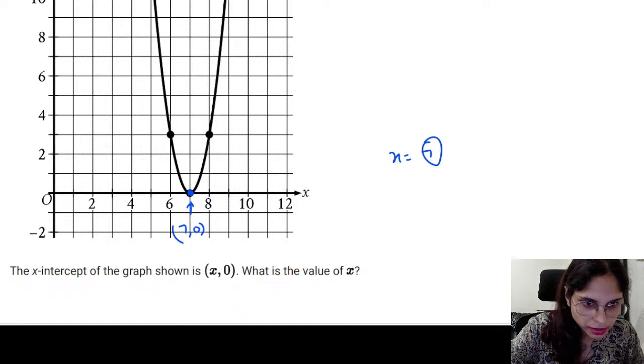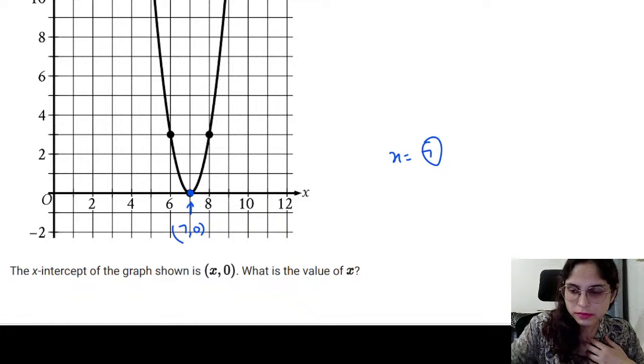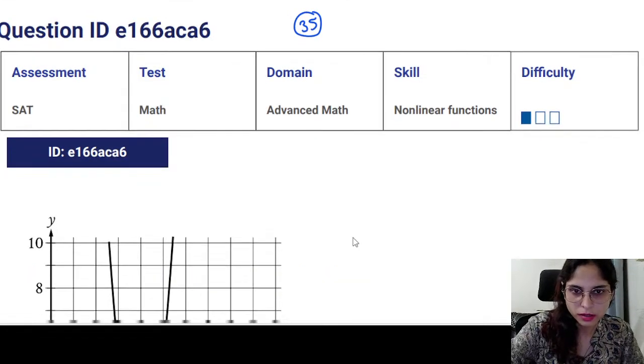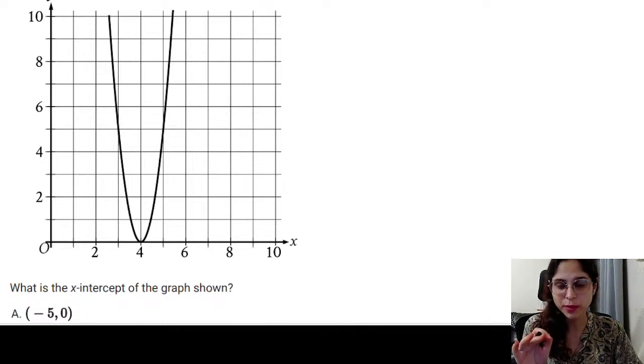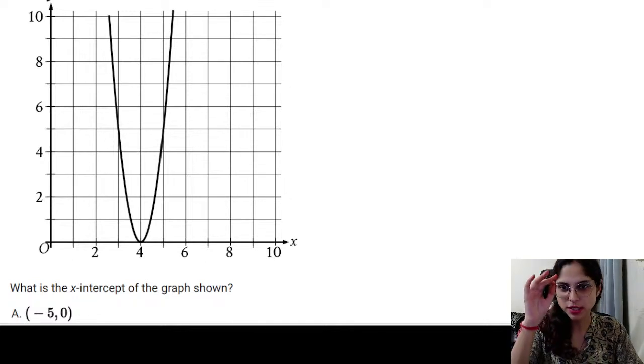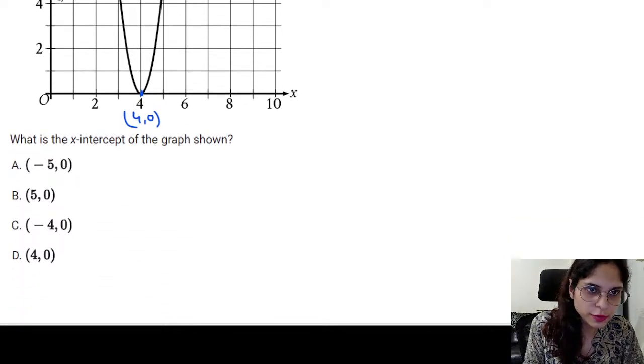The next question after that. We have done question number 20. Question number 35 is the next one. Yeah, so again you can see this is an open parabola. Again they are asking what the x-intercept is. So it's the exact same question that we just did. The x-intercept is 4 because it is touching at 4. So my answer is going to be 4, 0 is my x-intercept. So the answer is 4, 0, and there we go.